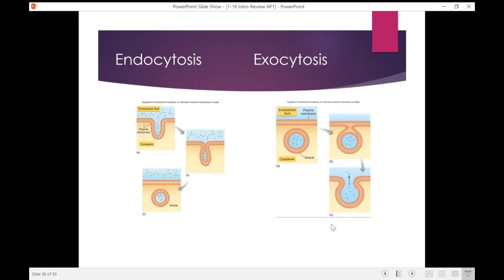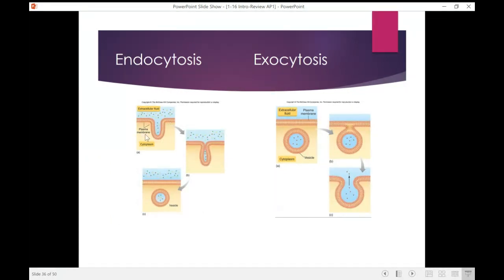We also have other mechanisms for movements, right? We have endocytosis and exocytosis, and this would be going into the cells or out of the cells. So endocytosis on the left, okay? Exocytosis on the right, and it's sort of the opposite, okay?